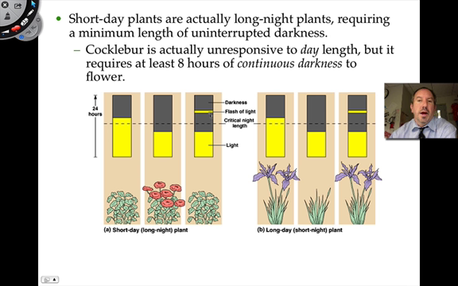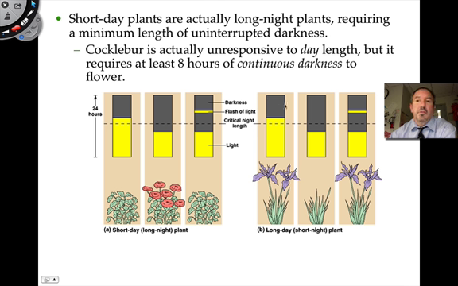If you interrupt, and this is kind of important because it needs to be continuous darkness, if you interrupt the night with a flash of light, and it can even be a short one, it perceives that as a short night, and therefore it will not flower. Isn't that interesting? And then over here, the iris, again, it's considered to be a long day plant, but really it's the short night that's causing the iris to flower.